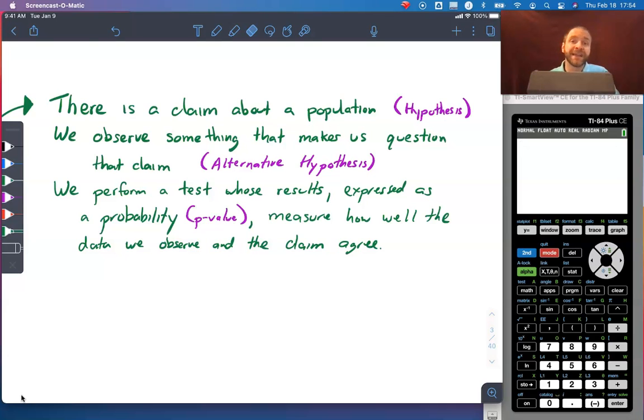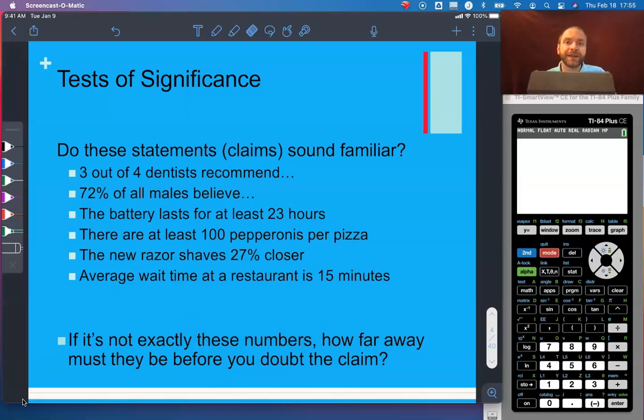And we're going to perform a test whose results are going to be expressed as a probability, a p-value, that will measure how well the data we observe and the claim agree with each other. So right here, this is the main thing we're going to be doing with significance tests. This is the basic principles behind significance tests. Let's break it down even simpler.